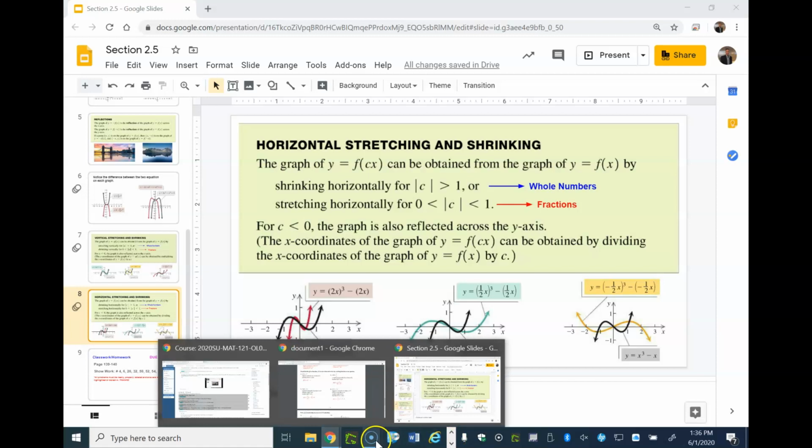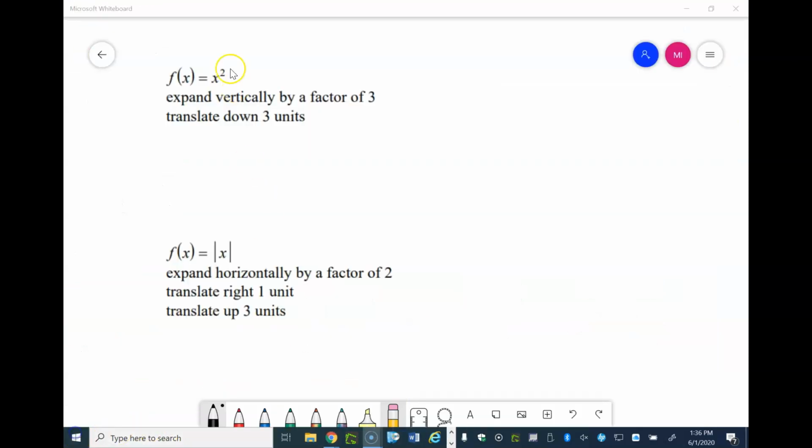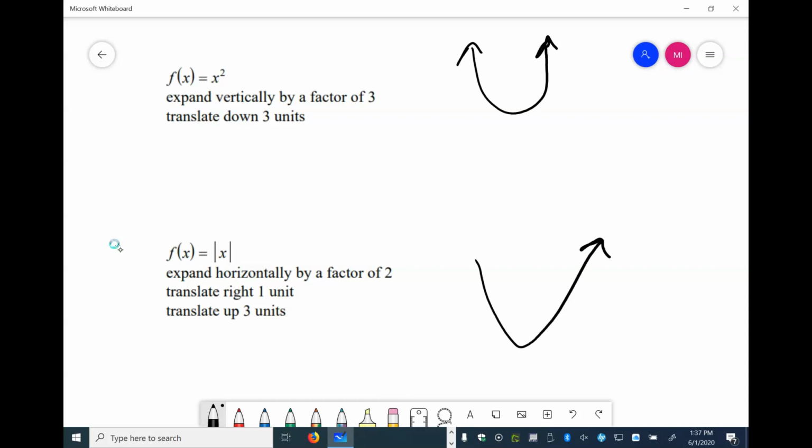I can pull it up. So here we have two base functions. I have x squared and the absolute value of x. So just what it looks like, and I'll put it in black. This is a parabola, and this is going to make like a V when you graph it.